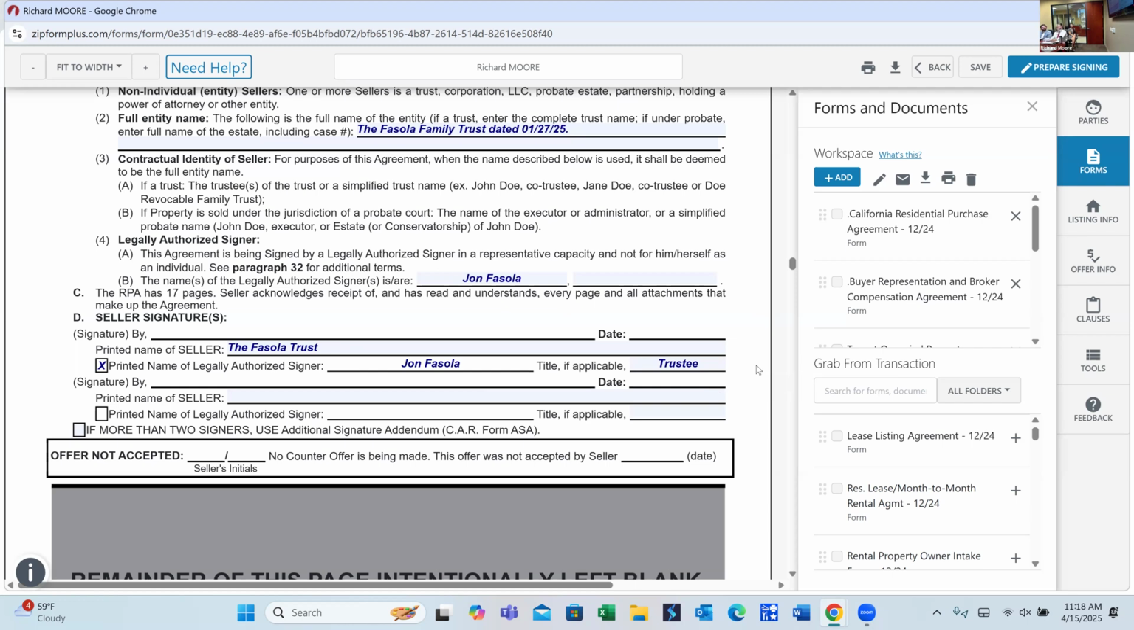So knowing the title, their authority, that's all very important. And the name of it. In this case, we're saying the seller is actually the Fasola Trust. And John Fasola is the person who's authorized to sign on behalf of the trust. If it's just John Fasola who owns it, and that's how it's vested, then that would be the name of the seller.